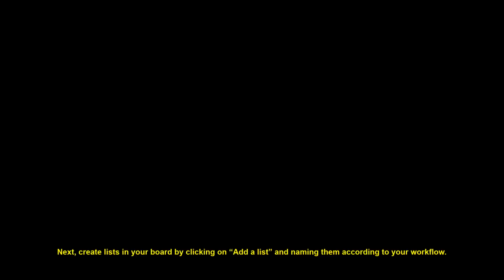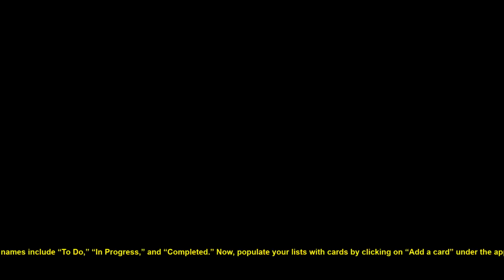Next, create lists in your board by clicking on Add a List and naming them according to your workflow. Common list names include To Do, In Progress, and Completed. Now, populate your lists with cards by clicking on Add a Card. Each card represents a specific task or item you need to manage.